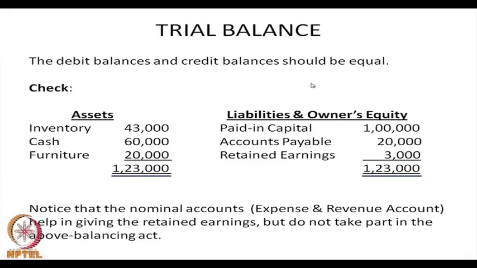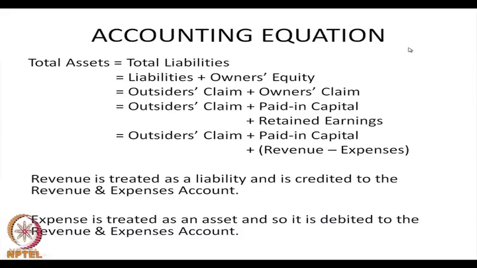Now, this balancing act gives rise to an accounting equation, which is that the total assets must equal the total liabilities. Now, what we mean by total liabilities? It is the liability such as accounts payable plus the owner's equity. In this case, in our previous example, Hari was the owner. So, basically liabilities is outsider's claim and owner's equity is the owner's claim, Hari's claim.